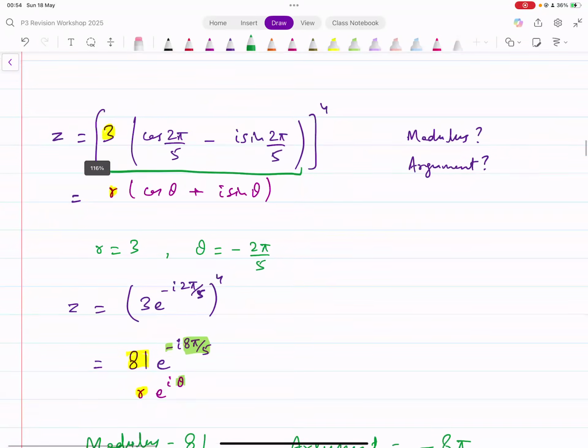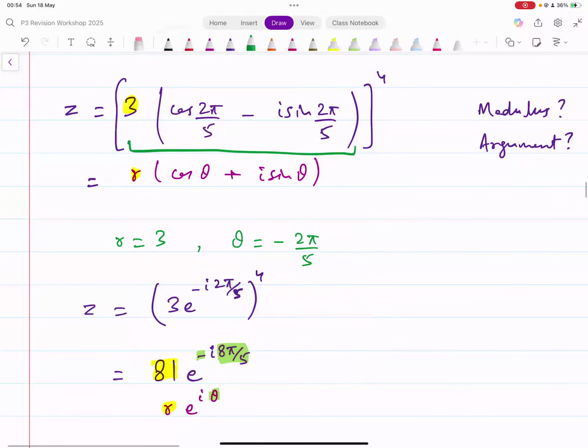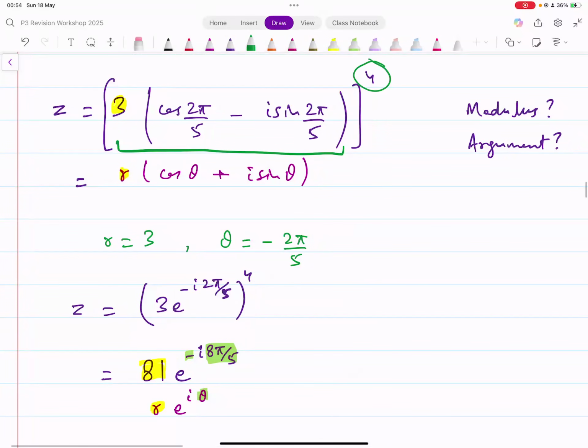Now, in some recent papers, you would see that they want you to find the modulus and argument from power forms like this as well. So you have this power like this: 3 into cos of 2 pi over 5 minus iota into sine of 2 pi over 5, whole raised to power 4. Now, what's the modulus of this complex number and what's the argument of this complex number?